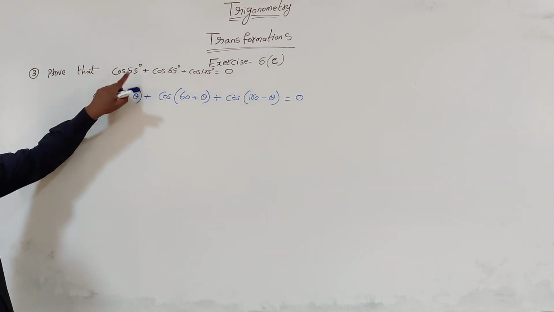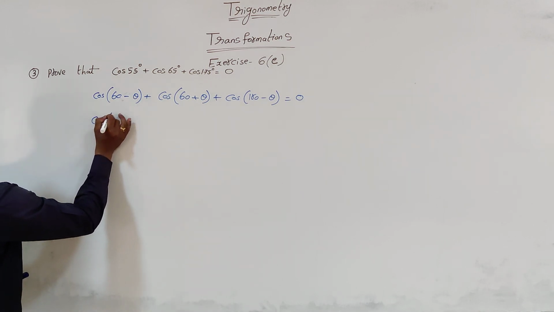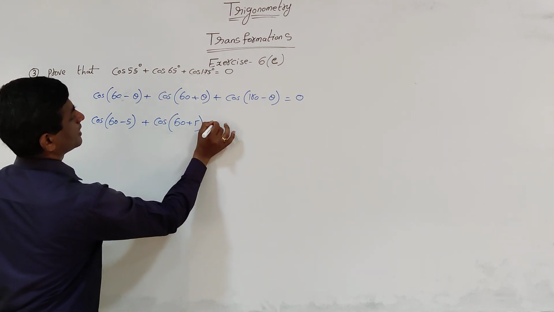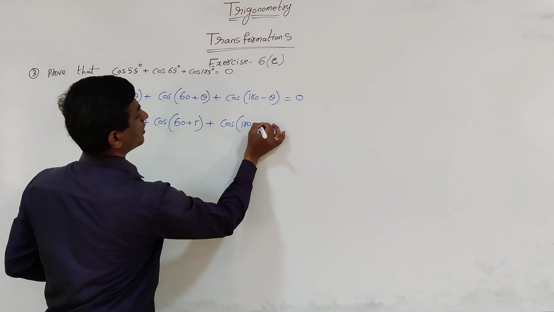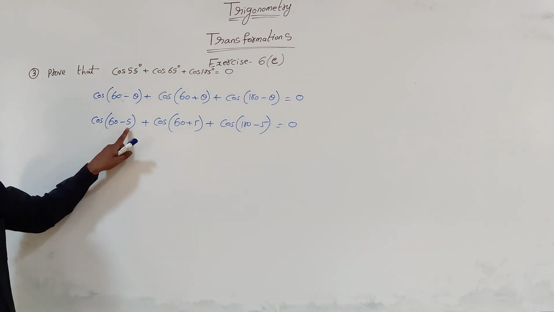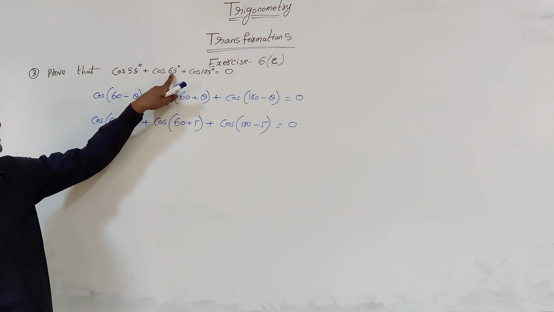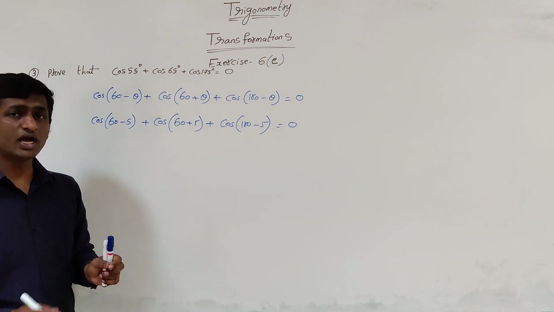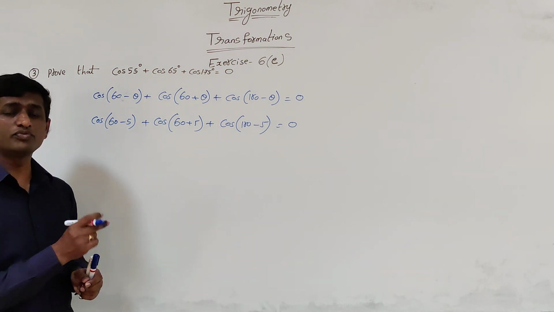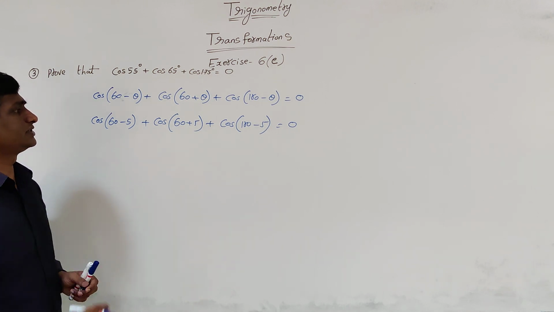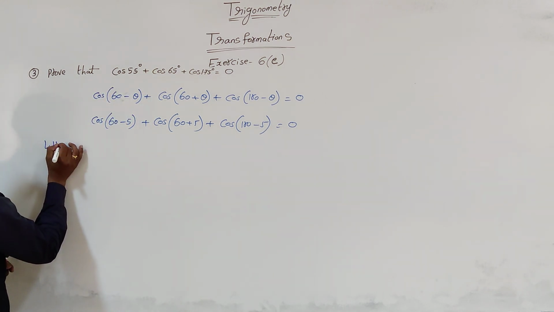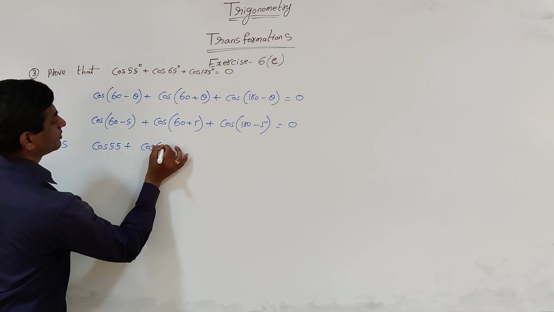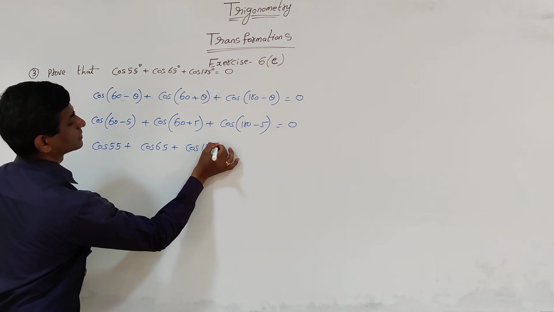If we replace theta with 5 degrees, cos of 60 minus 5 plus cos of 60 plus 5 plus cos of 180 minus 5 is also 0. 60 minus 5 is 55, 60 plus 5 is 65, 180 minus 5 is 175. We can apply this formula, but we are in transformation, so how to solve this type of problem using transformation, that we will see. Now, LHS: cos 55 degrees plus cos 65 plus cos 175 degrees.